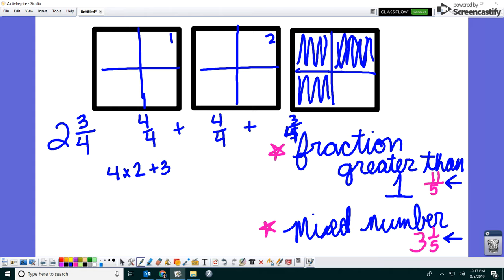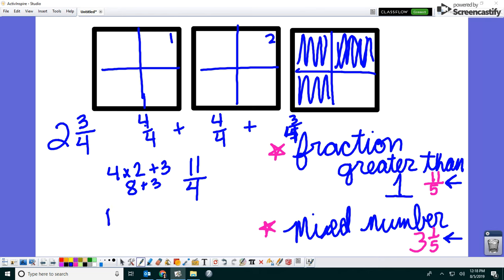All right, so back to what we're doing here. We have 4 times 2 plus 3. So we know 4 times 2 is 8. And then plus 3 more is 11. And our size of fraction didn't change, so it's fourths, 11/4. And if we were to add them, 4 plus 4 is 8. 8 plus 3 is 11. We'd still get the same answer.